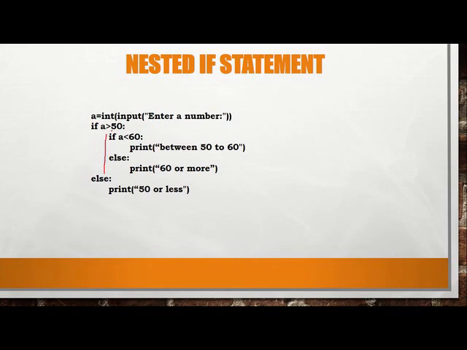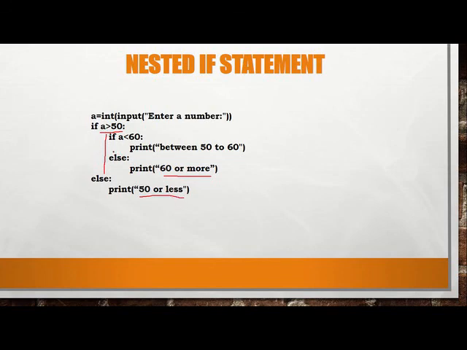That means if it is greater than 50, and say for example I input a number, say 75, so it will come over here. Obviously 75 is greater than 50. However, 75 is not less than 60, so it will come to the else block of the inner if statement, and it's going to print 60 or more. I believe you can understand this. And similarly, if I give a number, say for example 45, what will happen? This condition is not satisfied, that is a is not greater than 50, so it will directly jump to the else part and it's going to print 50 or less. So that's the message you are going to display.